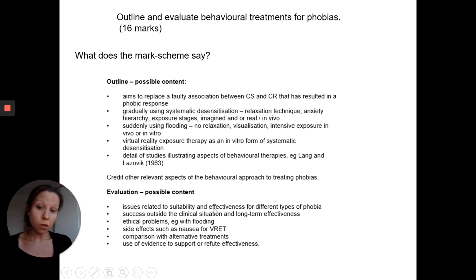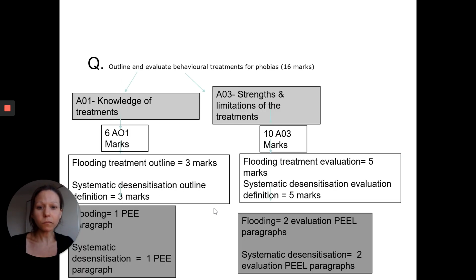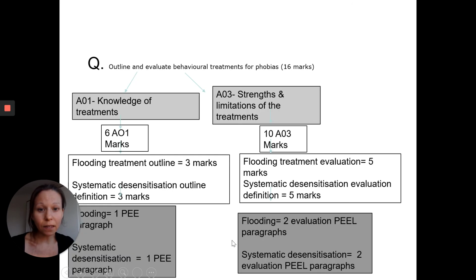What I want you to do is take that, alongside the key evaluation points, and produce a plan. And it is just a plan. That is the only thing I want. So I've broken it down like I have done for you before. We know it's 16 marks. We know 6 of those marks are going to come from knowledge, AO1, and 10 from AO3.